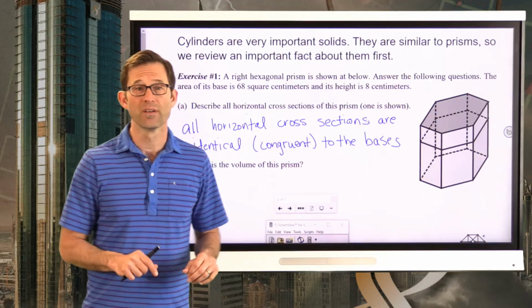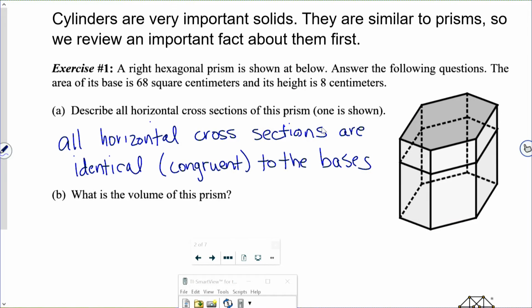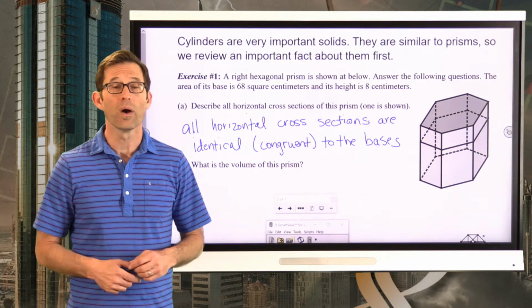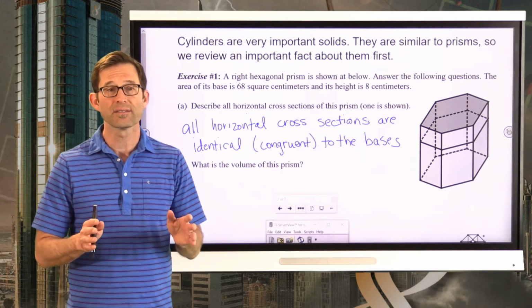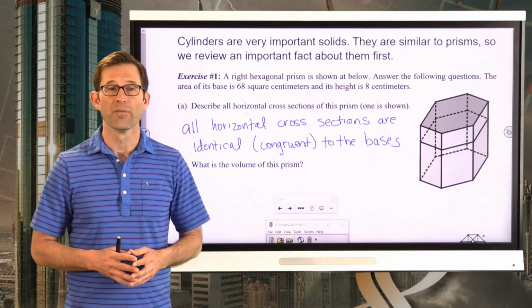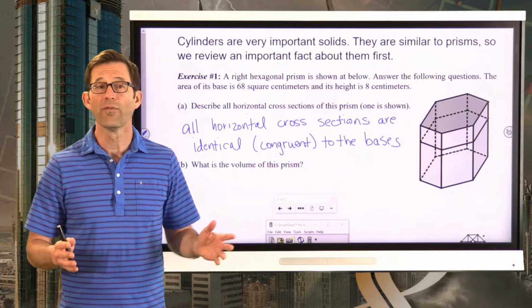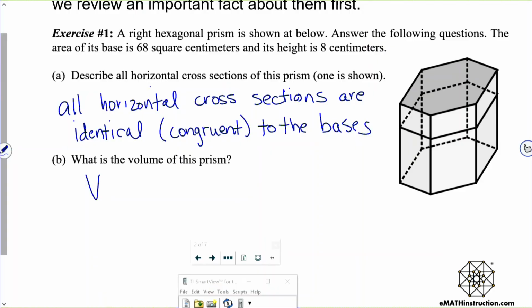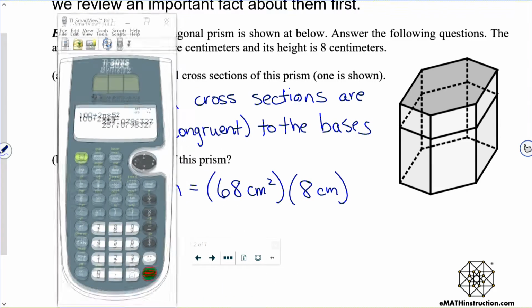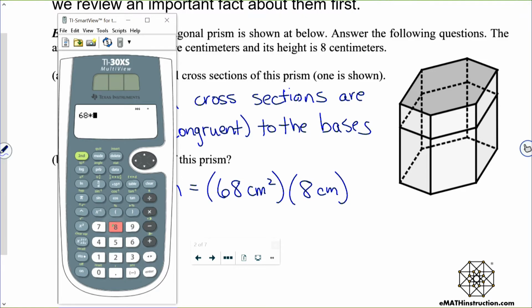Now let's get to something that should be relatively easy. Letter B. What is the volume of this prism? All right, well, we reviewed how to find the volume of a prism in our last lesson. Why don't you pause the video now and figure out the volume of this prism? All right, well, the volume of any prism is simply going to be its base area times its height. Its base area was given as 68 square centimeters. Its height was given as 8 centimeters. And so we can bring our calculator out. 68 times 8 gives us a volume of 544 cubic centimeters.